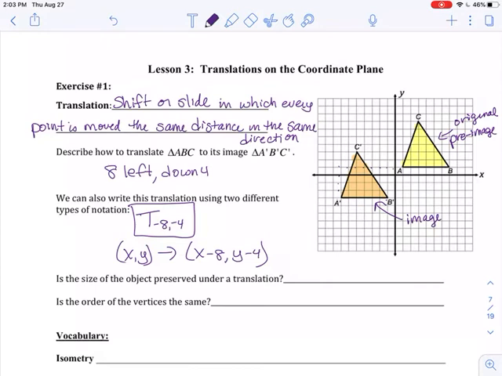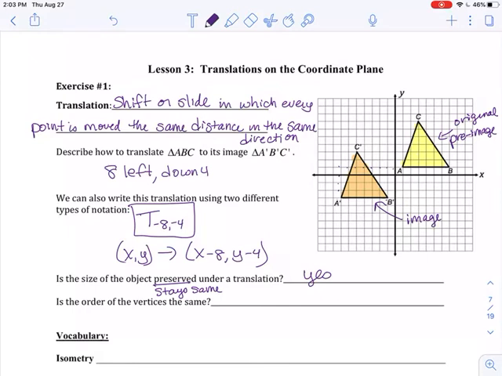So we got two questions. Is the size of the object preserved? Remember, preserve just means to stay the same. That's all preserve means. Does the size stay the same? Does the yellow triangle and the orange triangle look the same size? Absolutely.